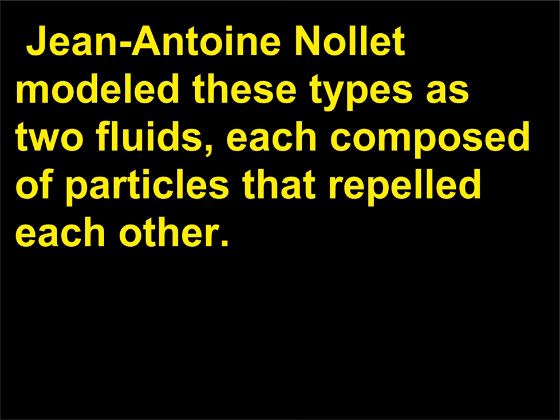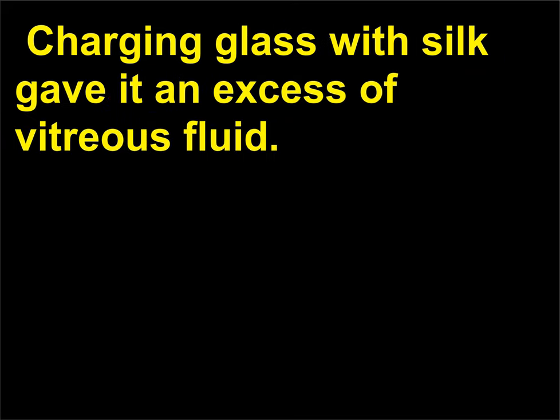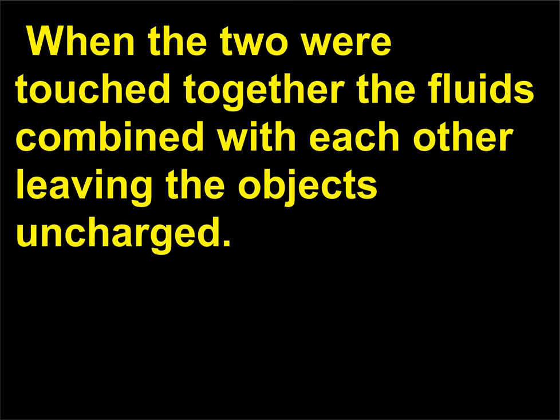Jean-Antoine Nollet modeled these types as two fluids, each composed of particles that repelled each other. Charging amber gave it an excess of resinous fluid. Charging glass with silk gave it an excess of vitreous fluid. When the two were touched together, the fluids combined with each other, leaving the objects unchanged.